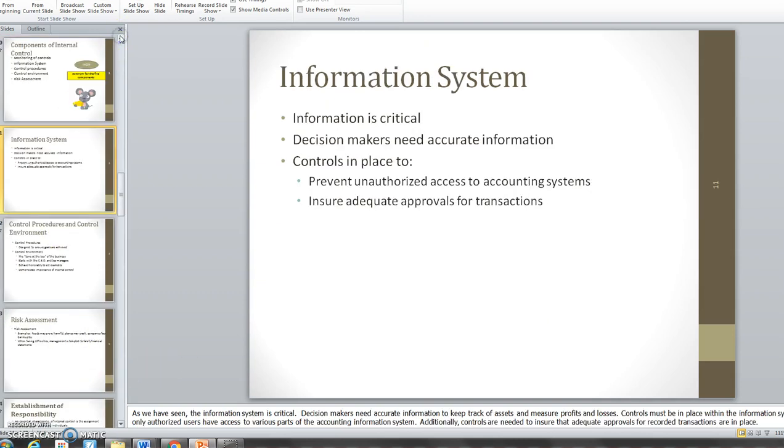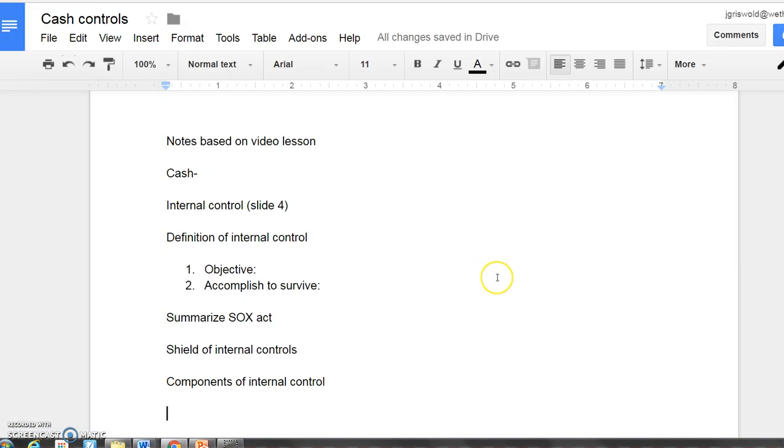So what are these components? Well, you need an information system. Information is critical. You have to prevent unauthorized access and ensure adequate approvals. Again, pause and summarize information system in your notes. So summarize information system.